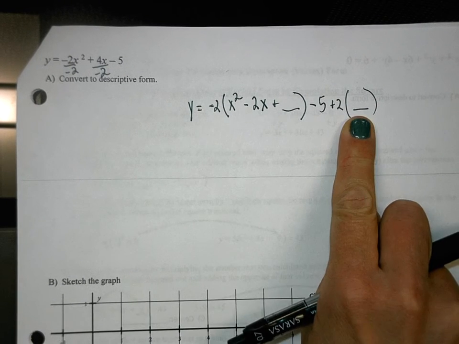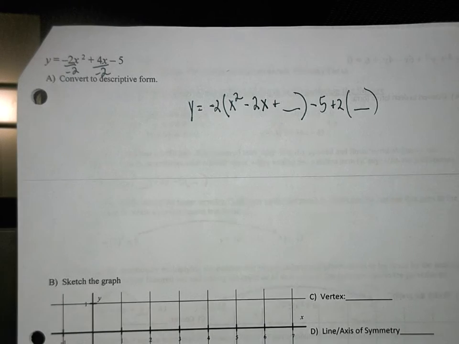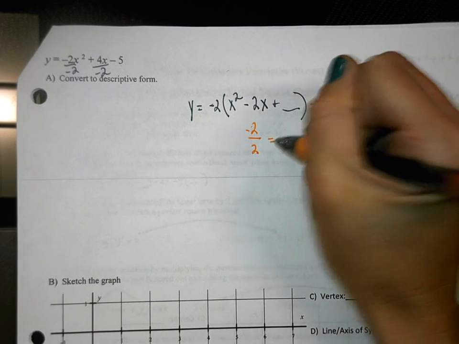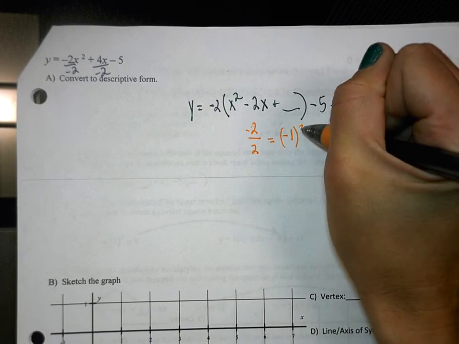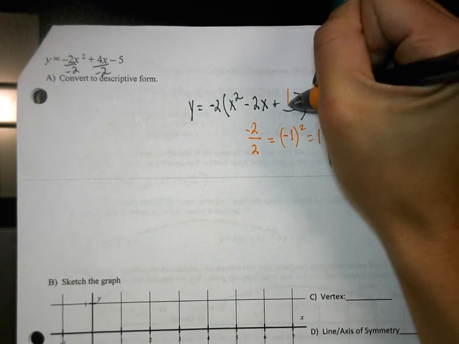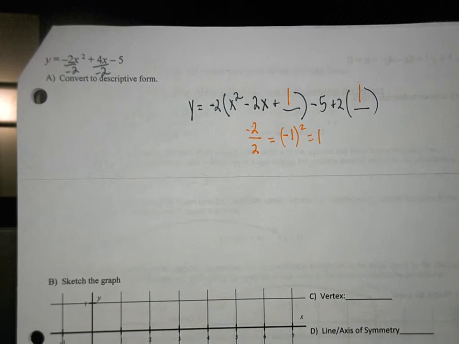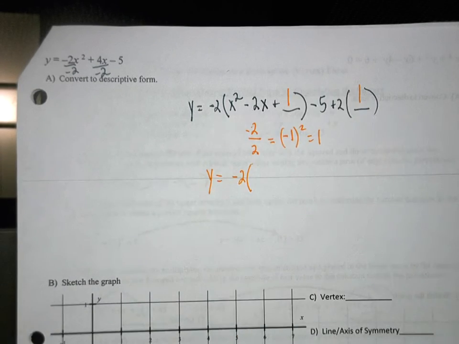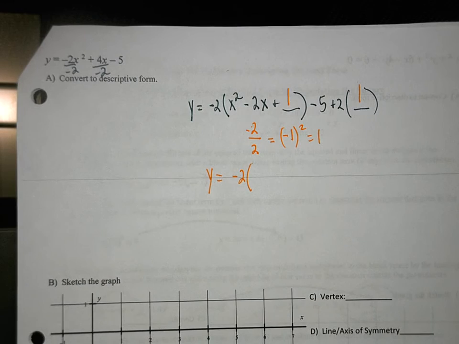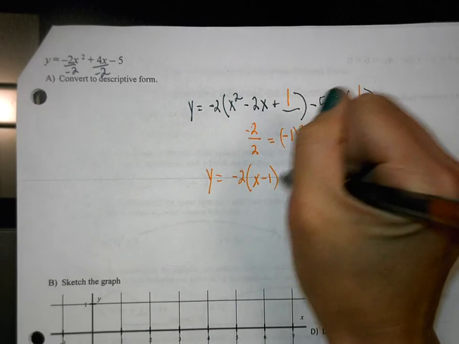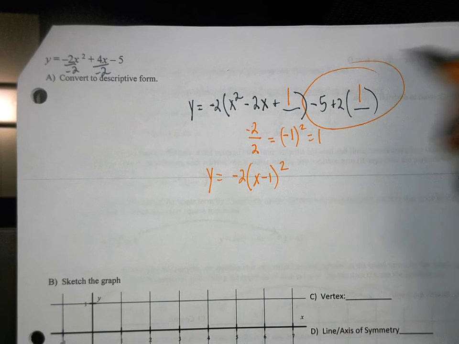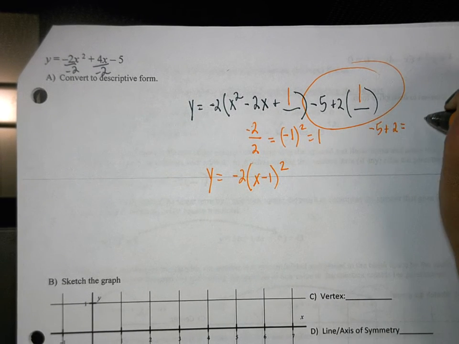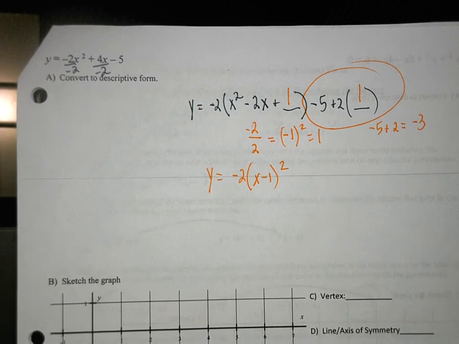What will I do to complete the square? Divide the middle term by 2, which makes negative 1, and we square it, 1. So 1 goes into each of my blanks. So when we write our equation, we get y equals negative 2, and then what goes in my parentheses? X minus 1 squared. When we simplify this over here, we get negative 5 plus 2, which equals negative 3. And so we have minus 3 at the end.